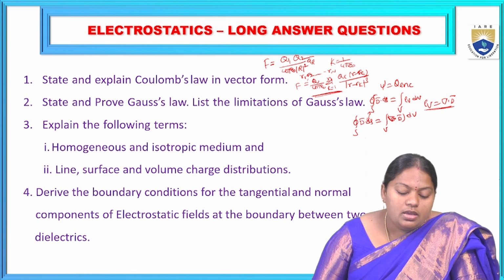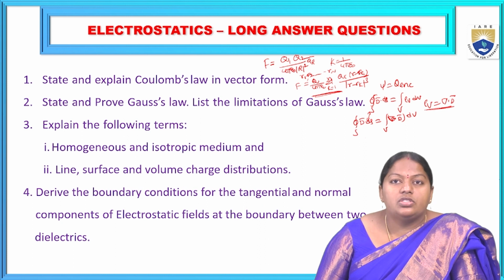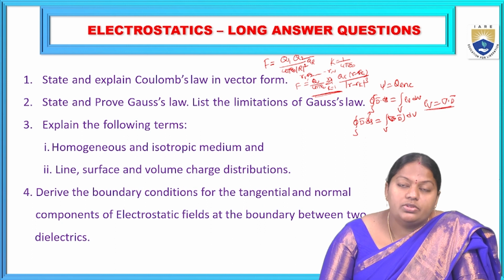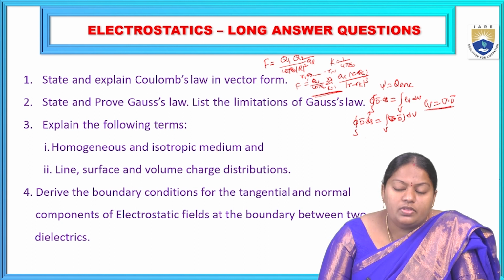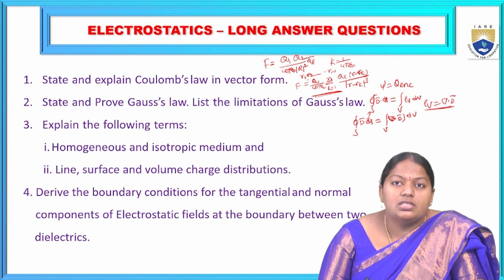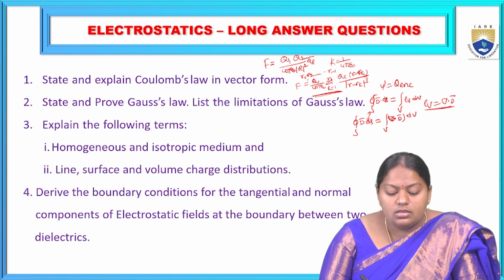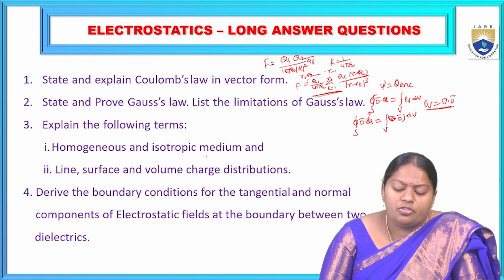Next, explain the following terms: homogeneous and isotropic medium, and line, surface and volume charge distributions. Depending upon electrical properties like conductivity, permittivity and permeability, if the electric field intensity and electric flux density increase linearly, then the type of medium is said to be homogeneous, and if there exists a difference between the two, then the medium is said to be isotropic.